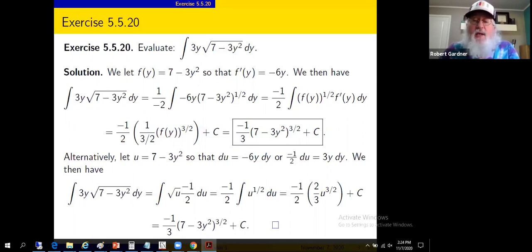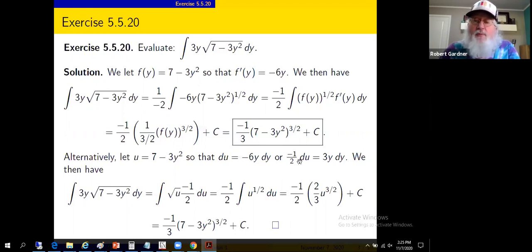Do you see a negative 6y dy in the original integral? No, I see a 3y dy. All right, I do have to force it to fit that. Let's multiply both sides by negative a half. That'll give me the 3y dy here. That part will be the 3y dy in the original integral.